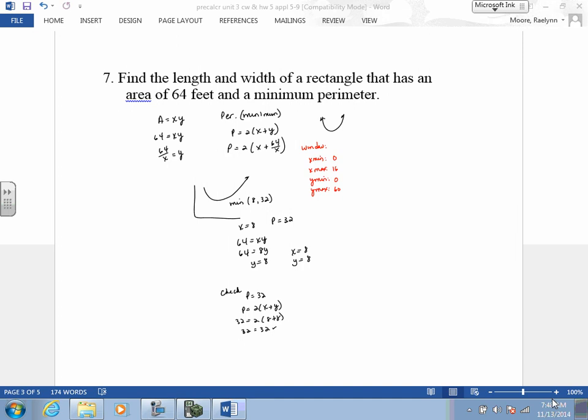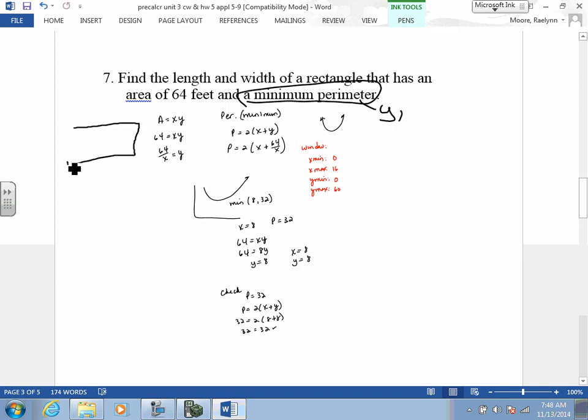Okay. Find the length and the width of a rectangle that has an area of 64 feet and a minimum perimeter. Here's your minimum, this is going into your Y1. Here's your rectangle. You can label your rectangle X, Y, wherever you want. Even if you say the width is X and somebody else says the width is Y, you're still going to get the same two numbers. It's still going to be a rectangle. So label X, Y.